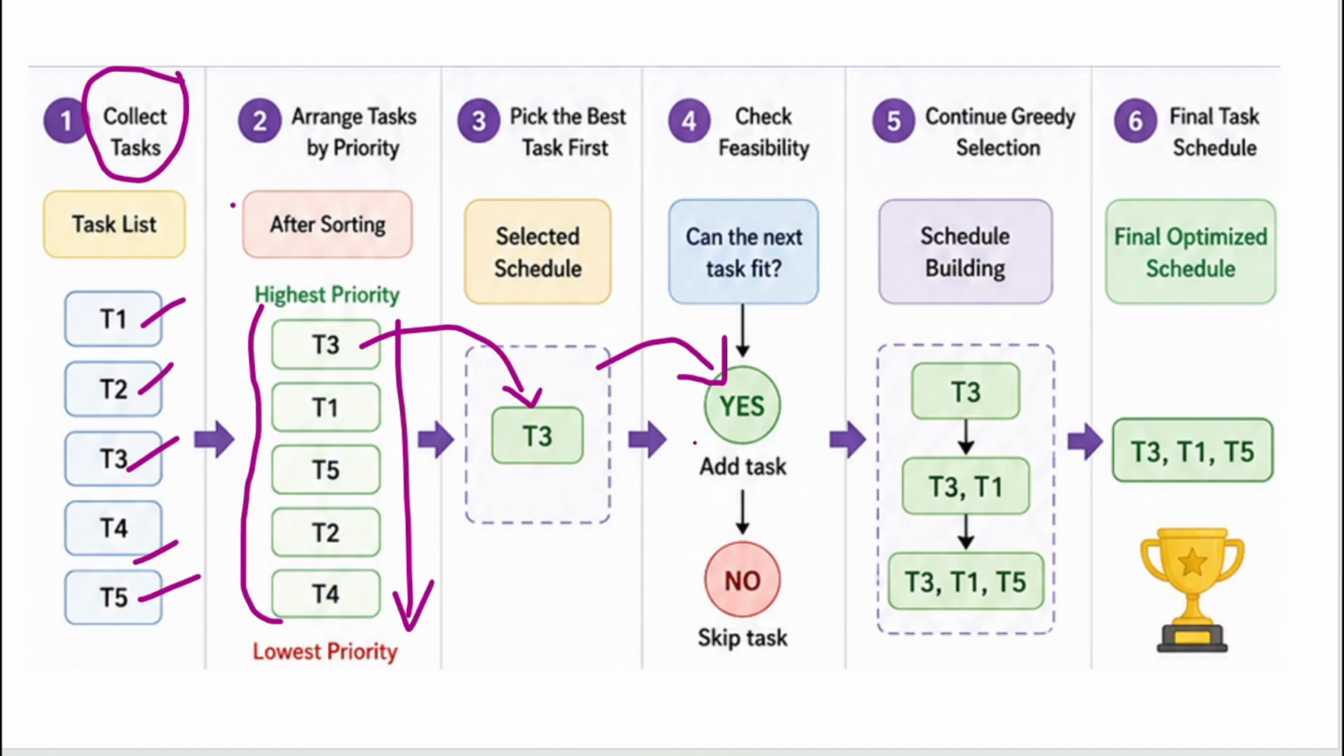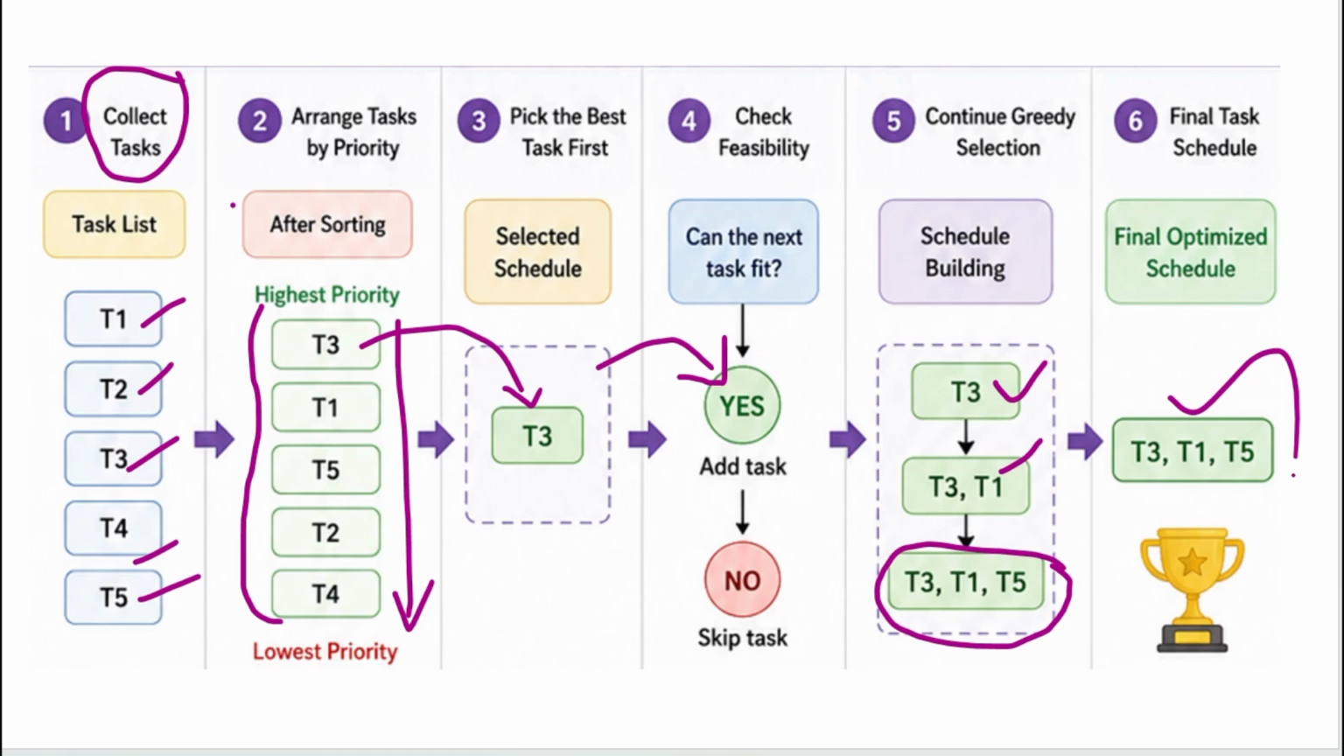Then continue the greedy selection. Finally, we schedule T3 first based on the highest profit, then T1, then T5. Finally, we schedule these three tasks to get the maximum profit. The final optimized schedule is T3, T1, T5.